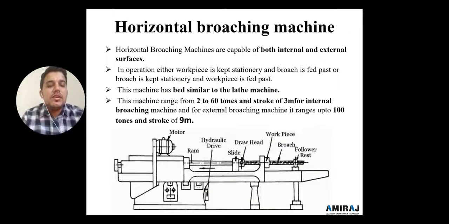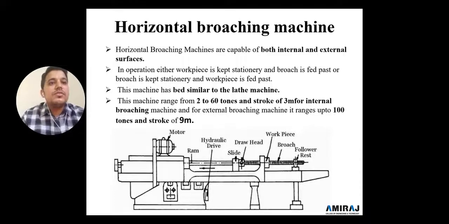Next, they can ask a GTU question: explain the horizontal broaching machine, or list out the broaching machine types and explain any one in detail. They may ask it in 4 marks or maybe in 7 marks: explain the horizontal broaching machine in detail. At that time we have to explain it. So this is also a most important question, the horizontal broaching machine.